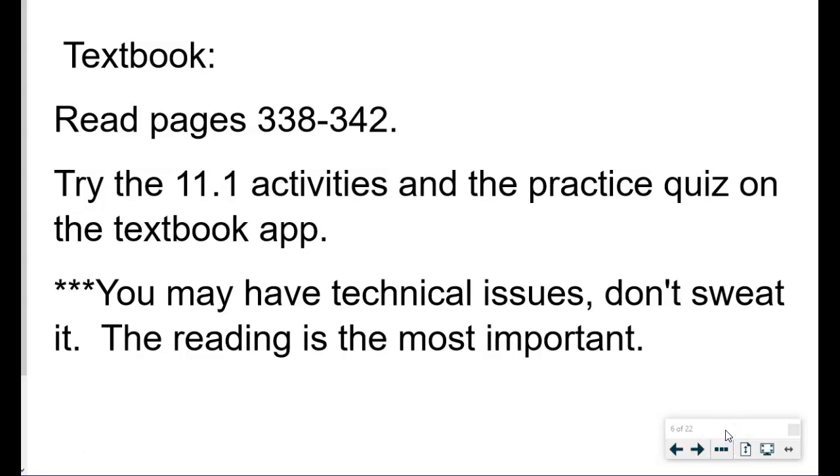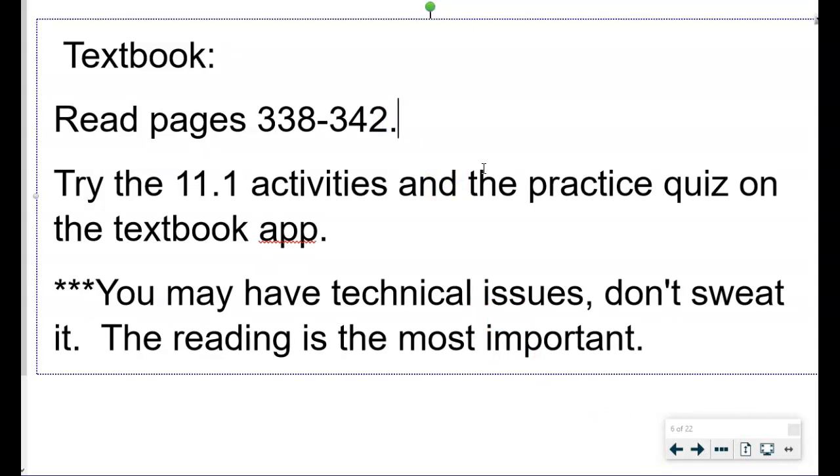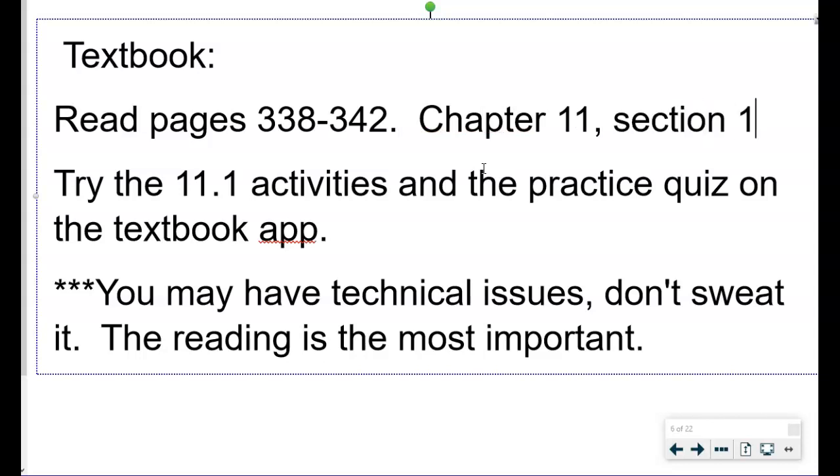All right, but what I'd like you to do today is in the textbook, and you can access that with your class link. I kind of showed you in class the day before we got out of school, and I'm going to try to make a separate video for it as well. But in your textbook, you're reading pages 338 to 342. Another way to look that up is chapter 11, section 1, if you're using the table of contents.